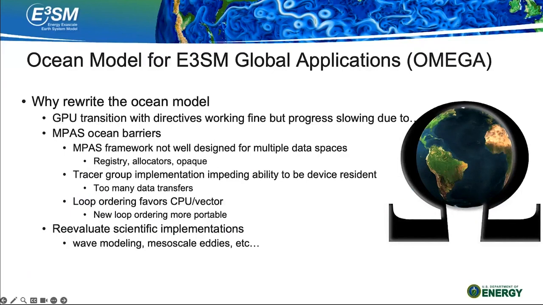Some of the reasons to do this relate to things that were built into the MPAS Ocean code, such as the framework not being well designed for multiple data spaces, GPU versus CPU. These are things within the code, like the registry and how we allocate things. The tracer group implementation is hard to move to the device because of lots and lots of data transfers. There are some loop ordering issues that we have to take care of. But this also gives us a chance to reevaluate some of our implementations that are probably causing us some issues as of now, such as mesoscale eddies and vertical mixing. And we're also looking at surface gravity wave modeling.